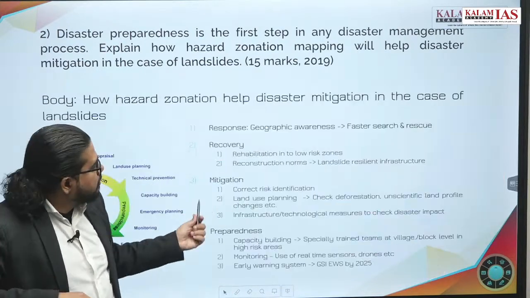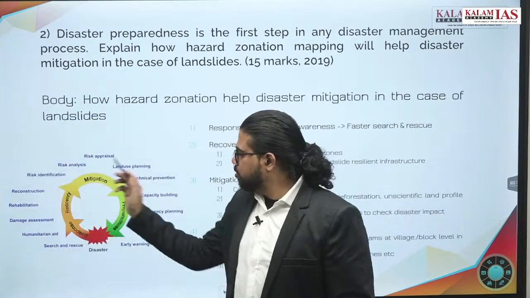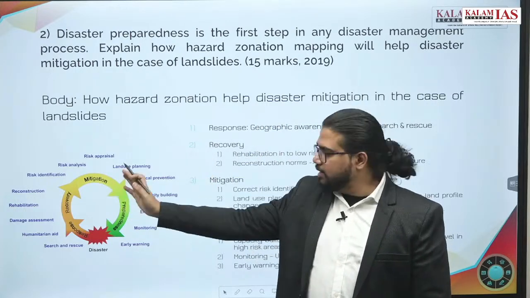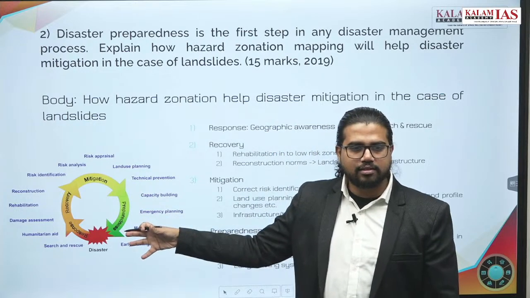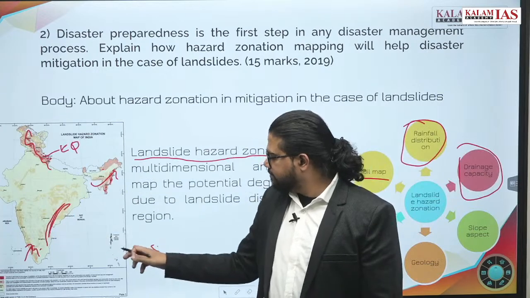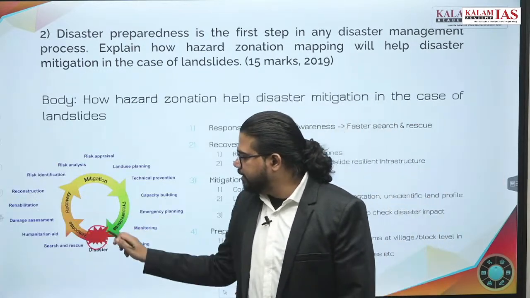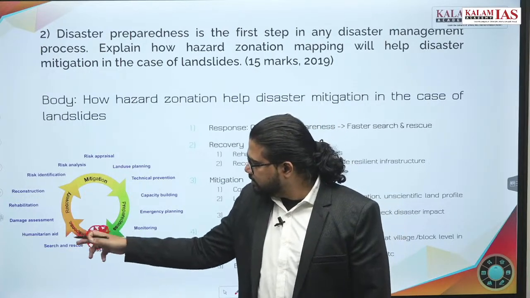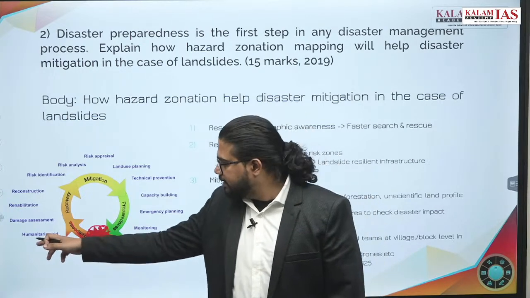Go ahead. Next, this is the diagram which you should learn for disaster management. You will get somewhere to draw it anyway. What is it actually? A framework for disaster. Suppose a disaster happened here. The first step that comes is response. Take 1, 2, 3 points. What will come in response? Search and rescue, humanitarian aid.